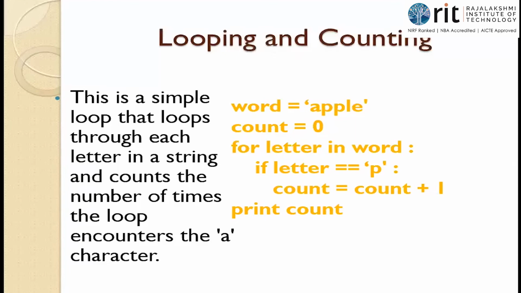So initially it is 0. for letter in word. Letter is a user defined variable, word is Apple. So over time, letter is going to pick one character from it. Okay. Inside that, you should place an if statement. If letter equal to P, because I'll have to check the number of occurrences of P alone. I'm just checking how many times P occurs in Apple.